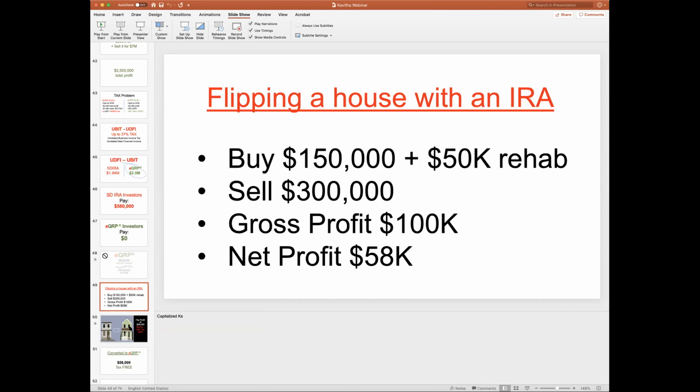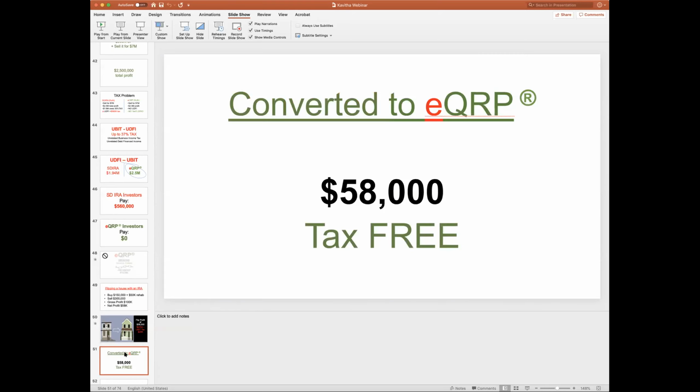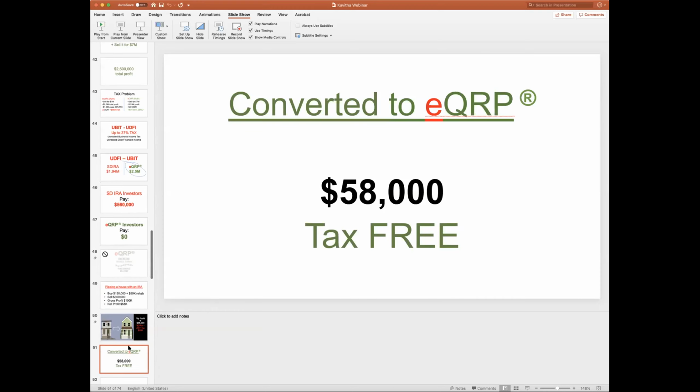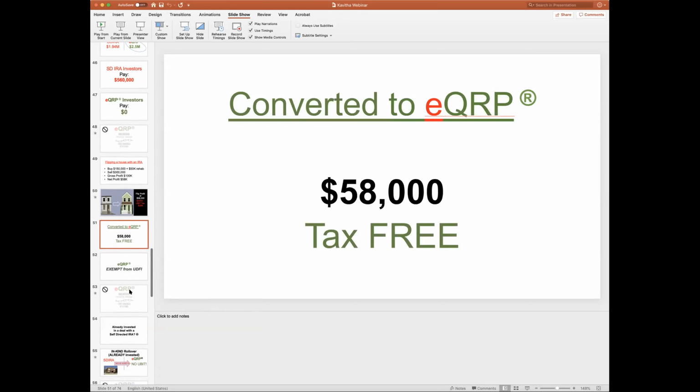And they said, all right, well, how do we fix this? Because they were going to have to write a $20,000 check. And instead of doing that, we just said, all right, well, let's move this house from your IRA into the eQRP. And when that happened, they went to zero. They got to keep the whole $58,000. And this was literally weeks before they were closing on the deal. So it's a cool thing to know that you can actually fix a problem even if you've already invested with an IRA. And it's called an in-kind rollover.